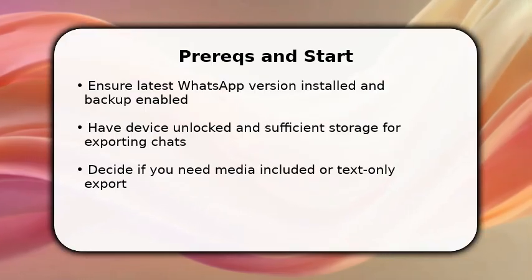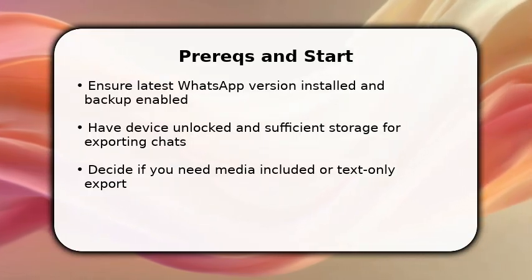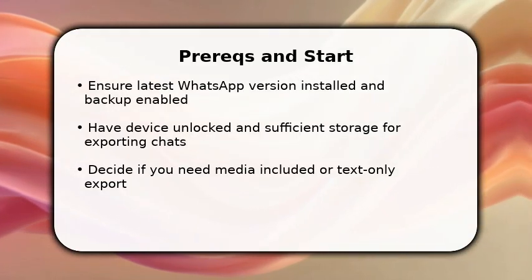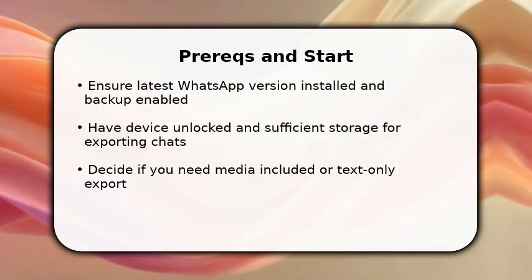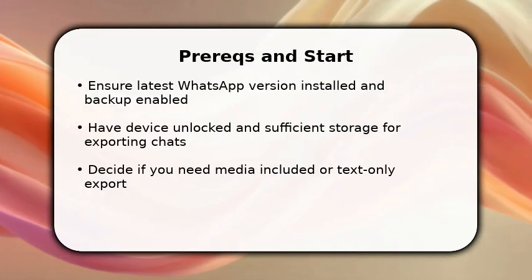You start by confirming prerequisites. Make sure WhatsApp is updated and backups are enabled so you won't lose messages when exporting. Once done, open the chat you want to review. This first action narrows the scope and speeds the process.